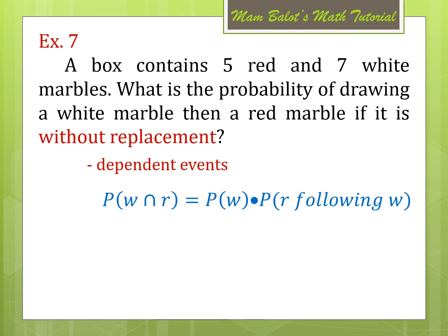The probability of getting a white is 7 over 12, since we have 7 white marbles and 12 marbles in the box all in all. Then times the probability of R following W, which is 5 over 11, since we have 5 red marbles and we have 11 marbles left in the box since we did not return the first marble drawn. Multiplying now, we have 7 times 5 is 35 over 12 times 11, which is 132. So we have 35 over 132.